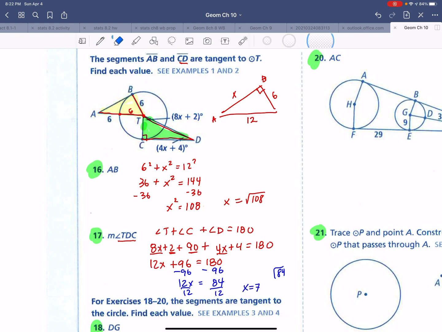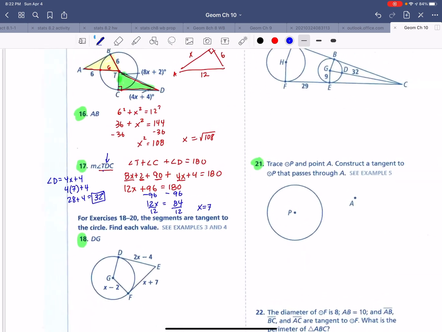Now we haven't solved our answer yet, right? That's just what X is. So they're wanting to know what TDC is. So they're really looking for angle D. Angle D we know is 4x plus 4. So if we know x is 7, we can plug that in. So that would be 32 degrees.